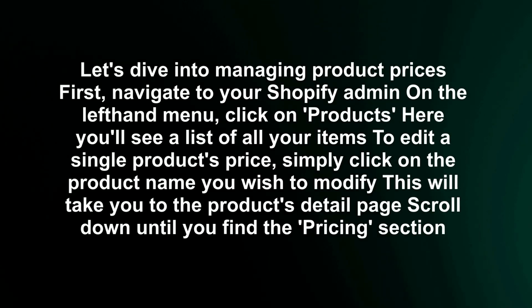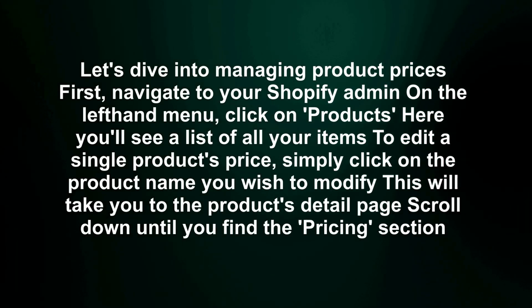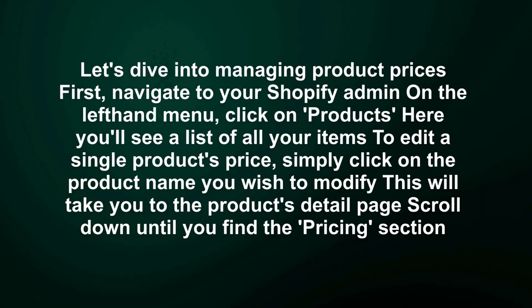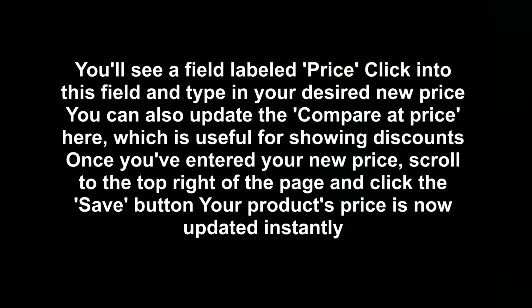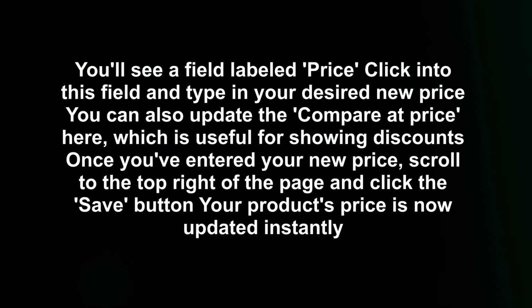To edit a single product's price, simply click on the product name you wish to modify. This will take you to the product's detail page. Scroll down until you find the pricing section. You'll see a field labeled Price. Click into this field and type in your desired new price.